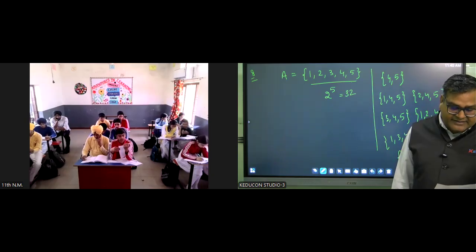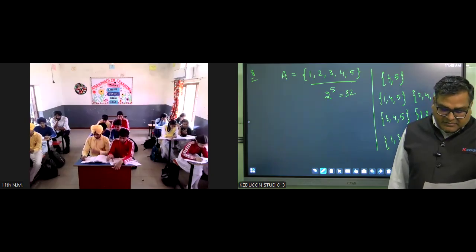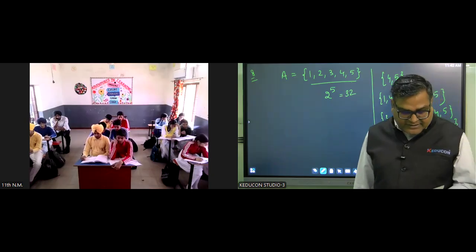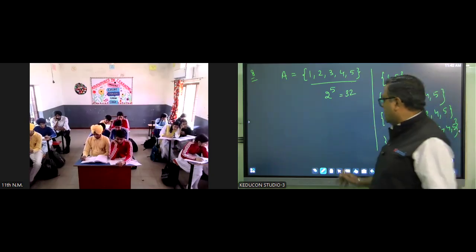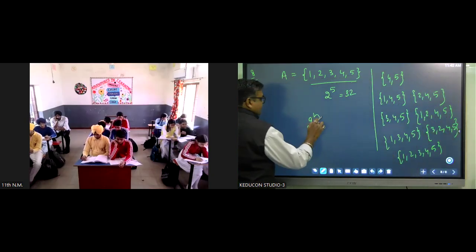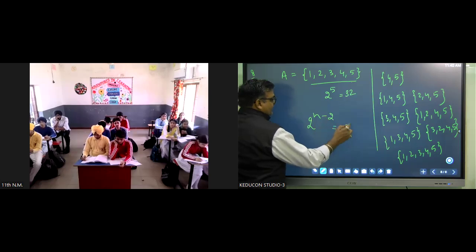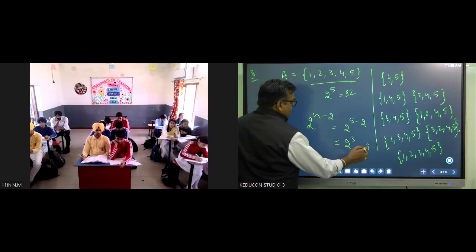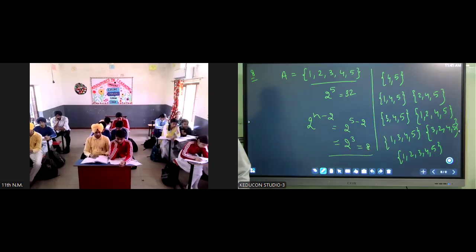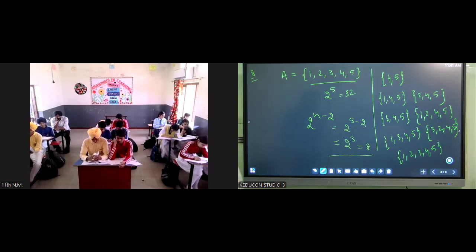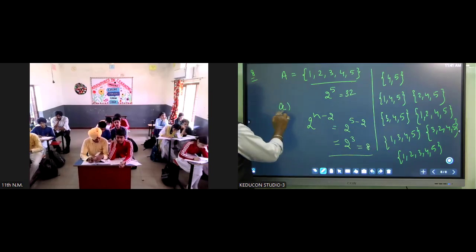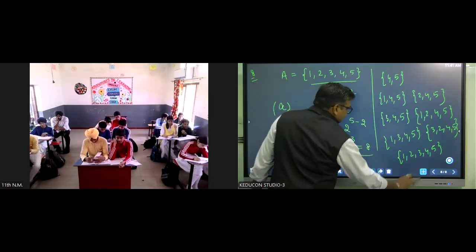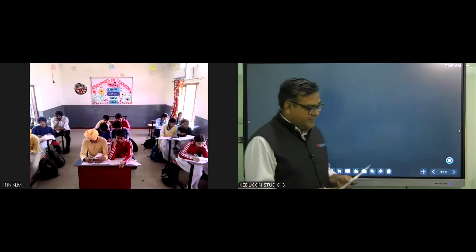If A is a set consisting of n elements, then the number of subsets of A consisting of two particular elements is 2 raised to power n minus 2. बच्चे ये correct आ रहा है? This is also correct, right? So both are true and reason is the correct explanation. So hence the answer will be A part, right? Move to the next question.